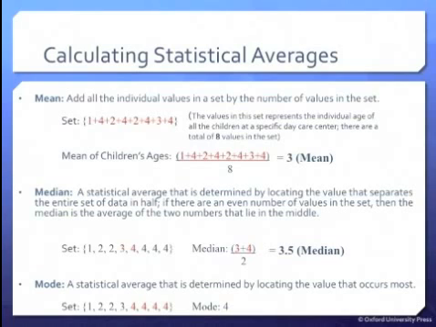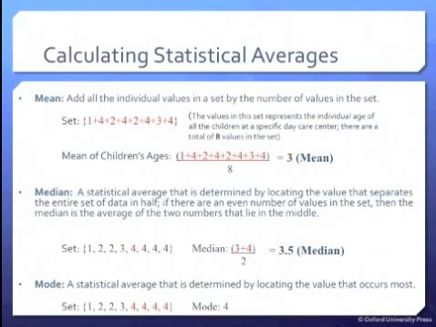Now to calculate the mode, you simply need to find which number occurs the most in the set. The easiest way to do so is to simply put all the values in numerical order first, as you did with calculating the median. Then you simply look at your list to see which number occurs the most. 4 is the number that occurs the most in our set, so 4 is the mode for our set.